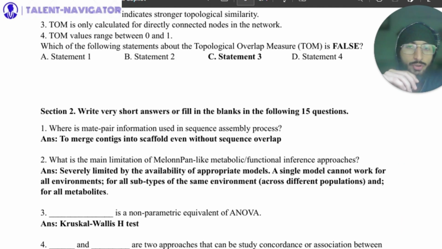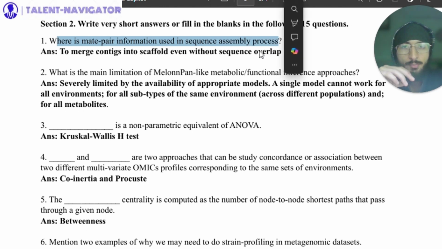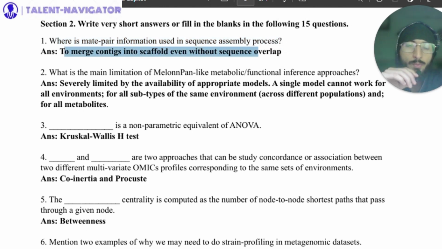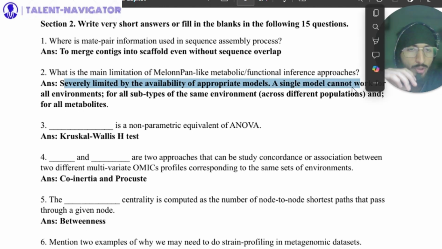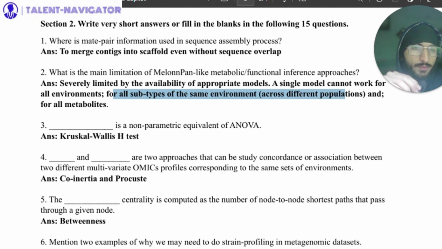Moving on. Write very short answers or fill in the blanks. Where is mate pair information used in the sequence assembly process, to merge contigs into scaffolds even without sequence overlap? Now, some main limitations of Mellon-Pan like metabolic functional inference approaches: severely limited by the availability of appropriate models. A single model cannot work for all environments, for all subtypes of the same environment across different populations, and for all metabolites.